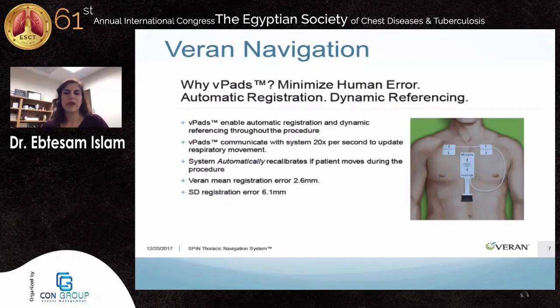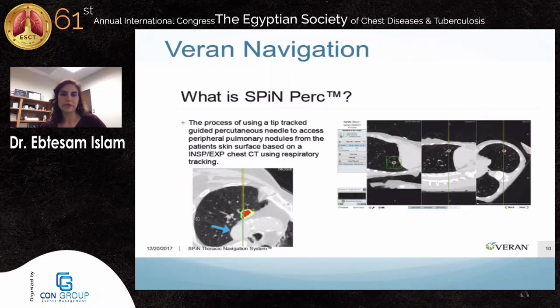So what is the point of the VPADs? These help with automatic registration and dynamic referencing throughout the procedure. They communicate with the system 20 times per second to update respiratory movement, and it automatically recalibrates if the patient is moving during the procedure. So again, this is calibrating with the patient in real time, so whatever movement the nodule is making with the breathing, you see that as you're going for your samples.